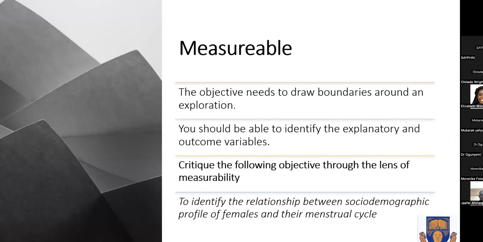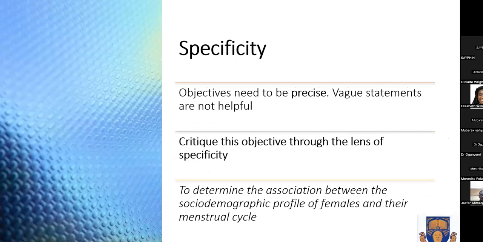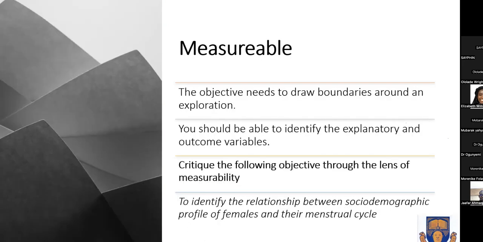Let's look at this objective. This person wants to identify the relationship between socio-demographic profiles of females and their menstrual cycle. We already know that the socio-demographic profile and the word female makes it unspecific. But there's something, once again, that makes it unmeasurable. If you look at the preceding one, this person talked about determining an association. In this objective, this person is trying to identify the relationship.